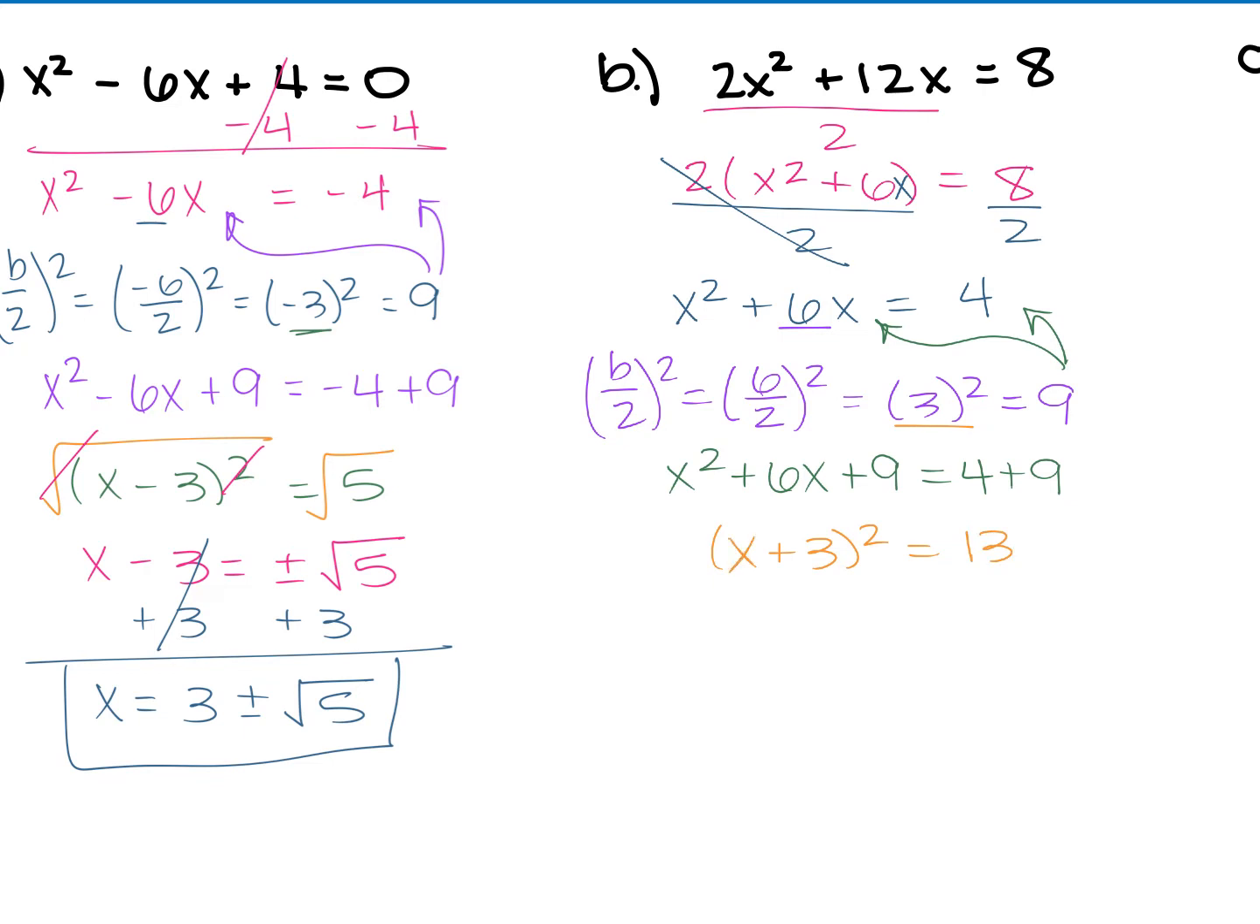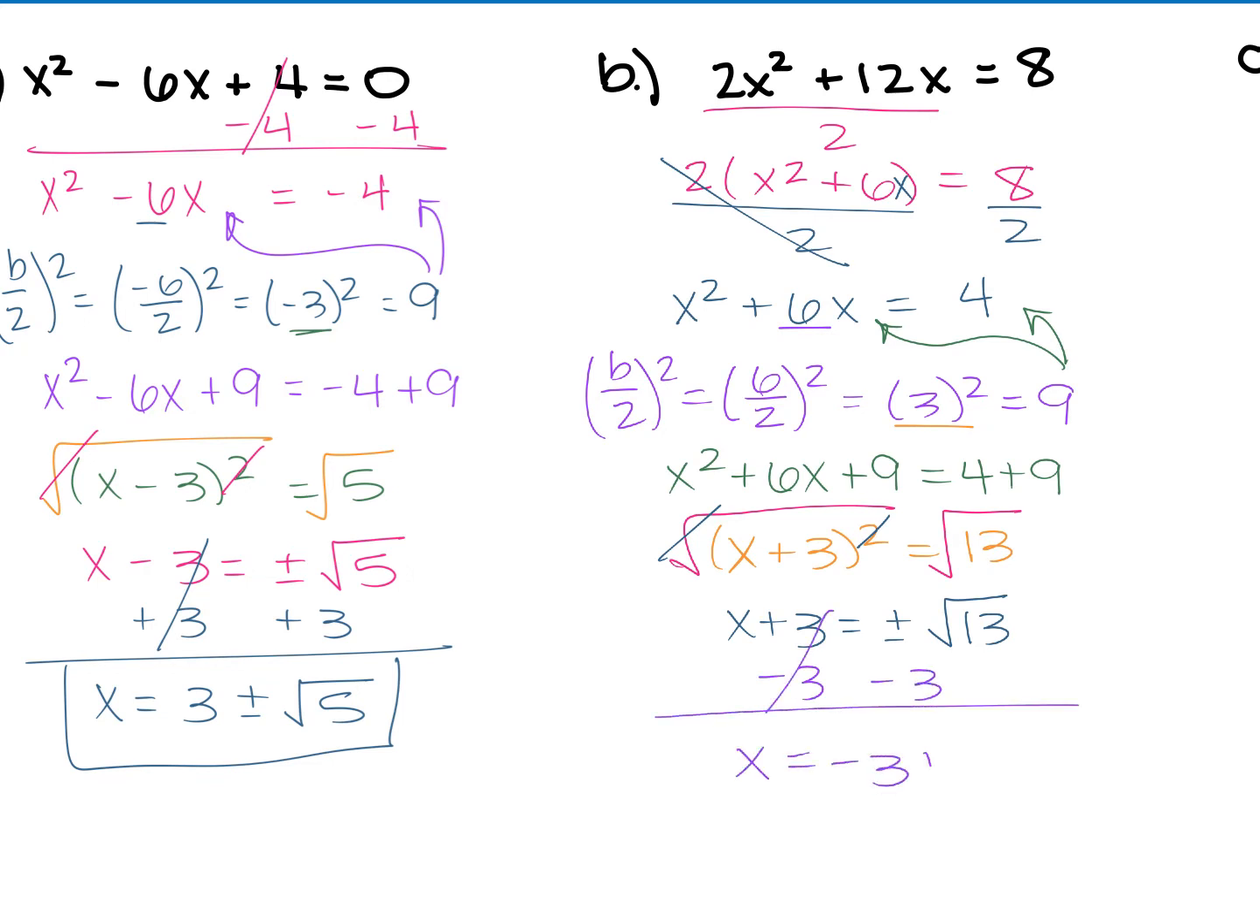From here, take the square root of both sides and simplify. The square root of that x plus 3 squared is just x plus 3. The square root of 13 is plus or minus the square root of 13. Move your 3 over, subtract it from both sides to get x by itself, and your answer is x is equal to negative 3 plus or minus the square root of 13.